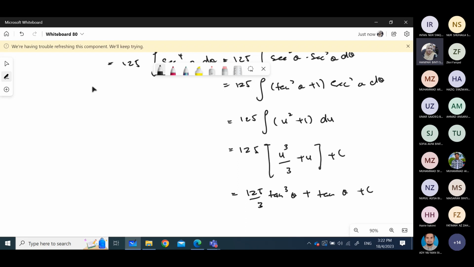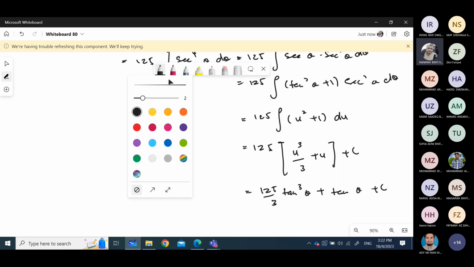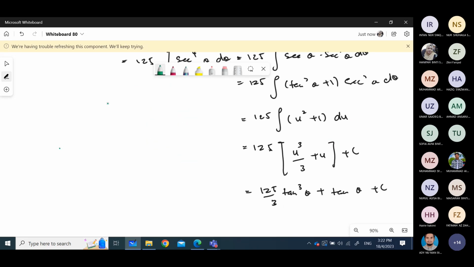Okay, so tadi atas tadi tu terlupa nak gantikan balik dalam x. So untuk yang ini kita nak gantikan semula dalam x terms. Alright, color lah. Okay, so tadi kita dah substitute x equals to 5 secant theta. So maknanya secant theta equals to x over 5. Okay, x over 5. So this one is about hypotenuse and this one is adjacent. Okay, so the diagram.